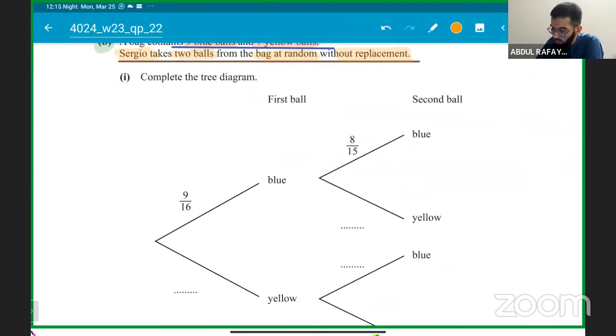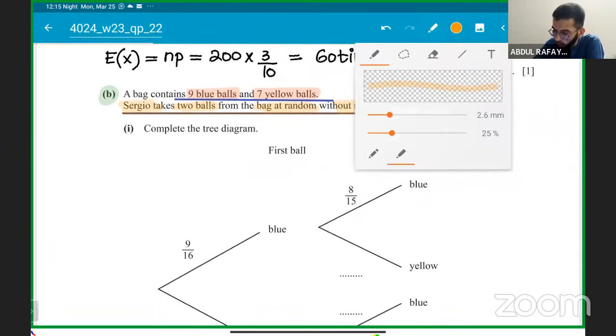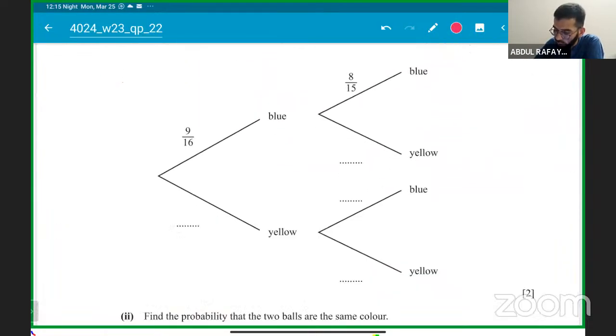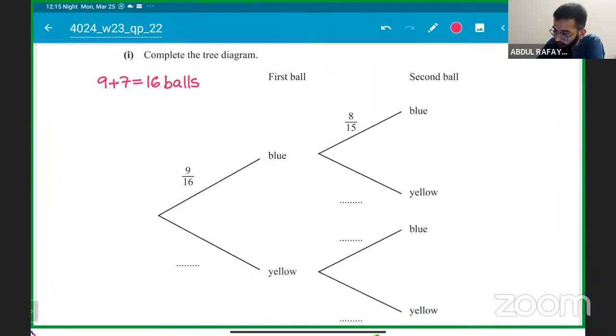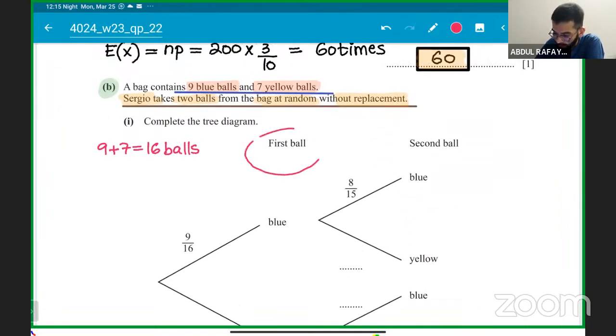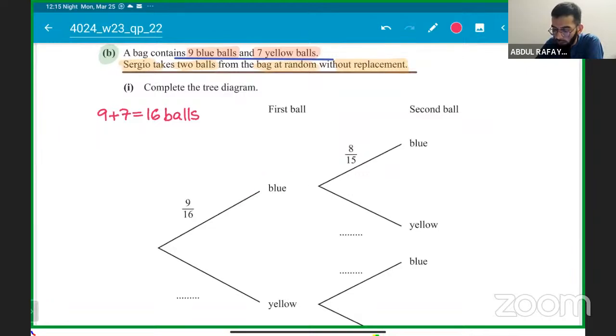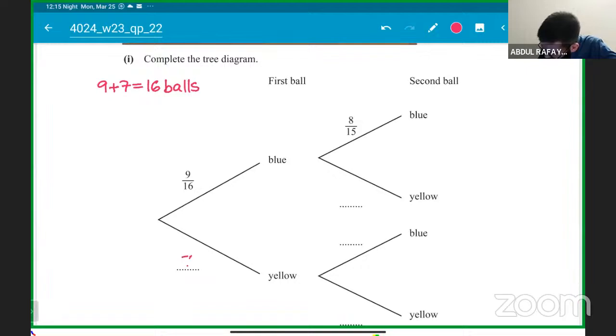So already the first, it's very simple. You have 9 blue balls and 7 yellow balls, sir. So total number of balls are 9 plus 7, that is making 16 balls, sir. And you can see here, students, if you are Sergio, put yourself in the shoes of Sergio. First ball, if you are taking blue, the probability will be total number of balls in the denominator and your favorable outcome, what is your desired outcome, 9 over 16. This is very simple, free marks. 7 over 16 will be the yellow case here.